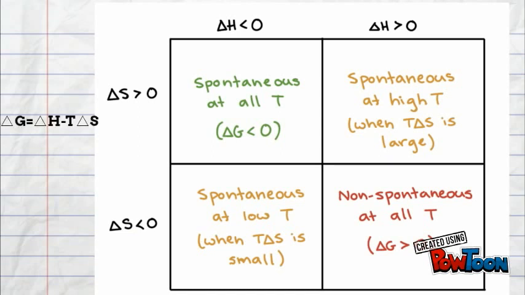To sum up Gibbs free energy, this graph shows the spontaneity of different reactions when entropy and enthalpy change. The equation delta G equals delta H minus T times delta S also shows the spontaneity. A negative G indicates the reaction is spontaneous and vice versa.